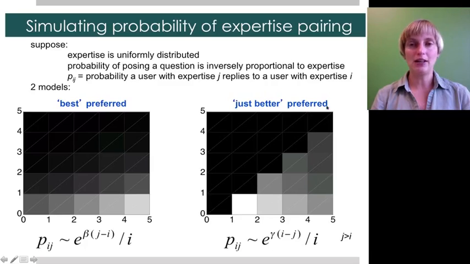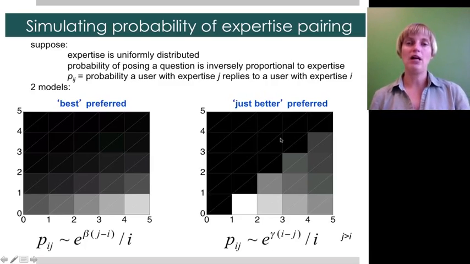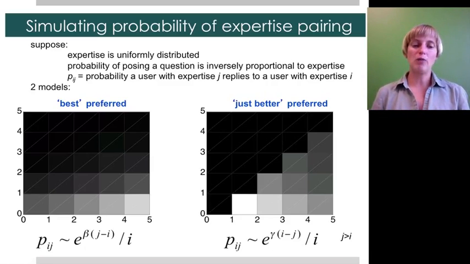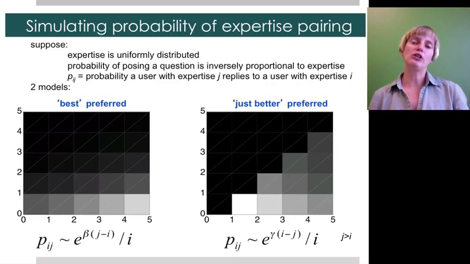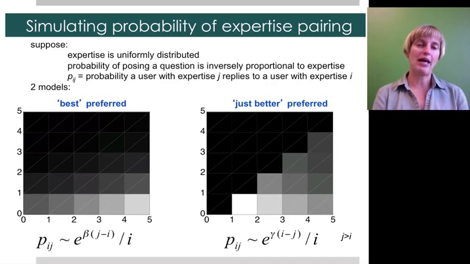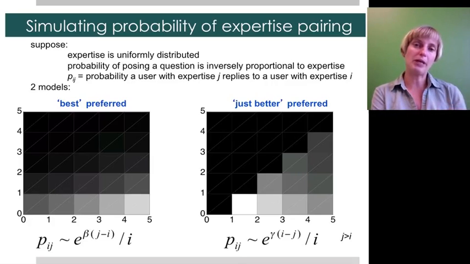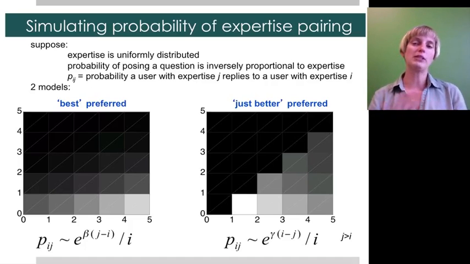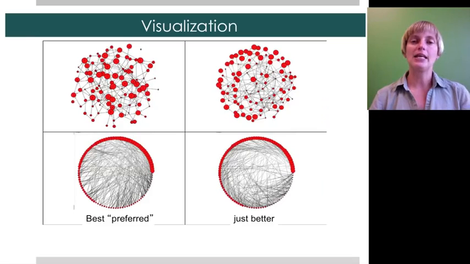And we had another model, which was the just better model, so that people who are answering would be choosing to answer questions that would be challenging to them. So if a newbie asks a question, then just the people who are a little bit more expert than newbies would be answering the newbie questions. And the top level experts would kind of save their bandwidth and only answer the questions of those who are almost as expert as they were. And this actually led to two different kinds of topologies.